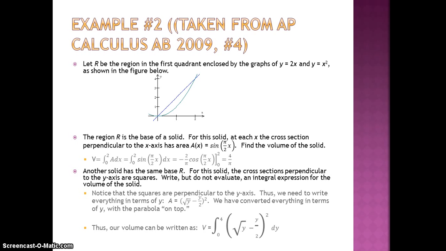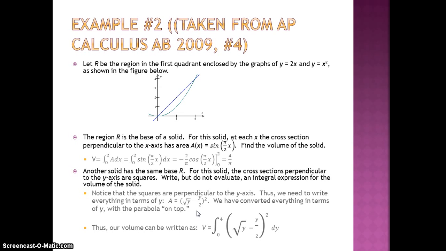In this case, our farthest out function from the y-axis is the function y is equal to x squared. Writing that in terms of y, we would get x is equal to square root of y. Same thing for the line. That's our inner function, the function that's closest to the y-axis. When we rewrite that in terms of y, we get x is equal to y over 2. So the area of our example square would be square root of y minus y over 2, which we then square to find the area of an example cross-section.